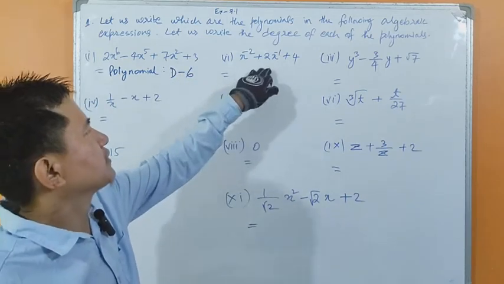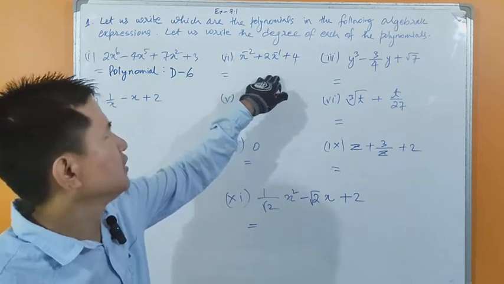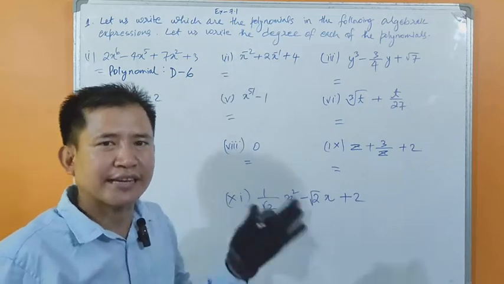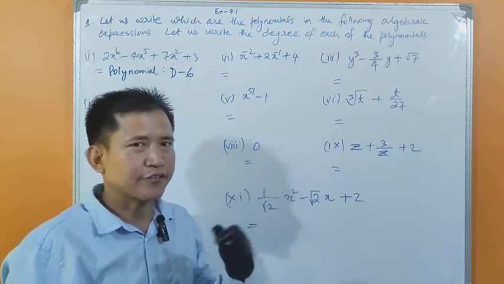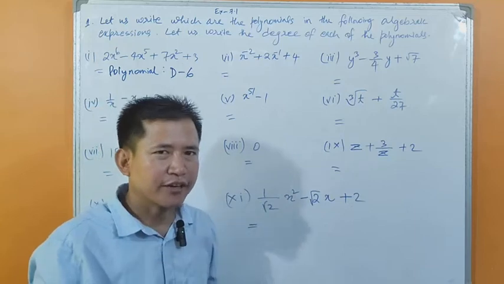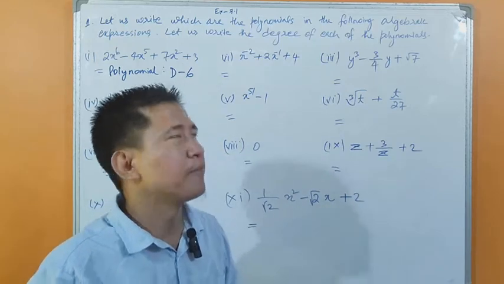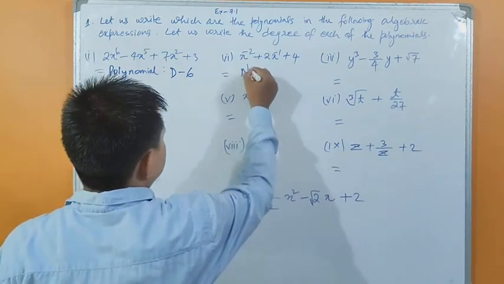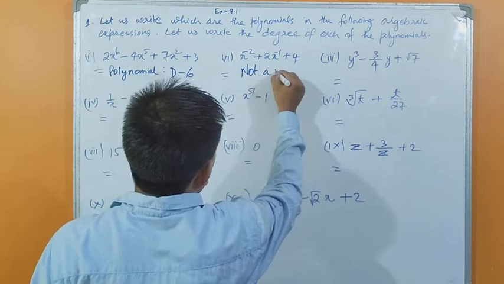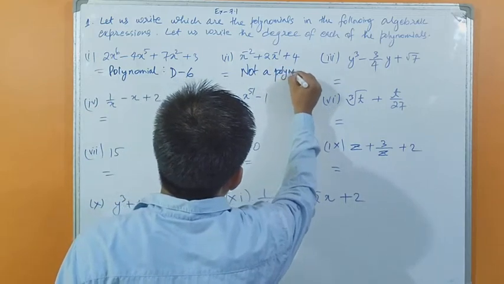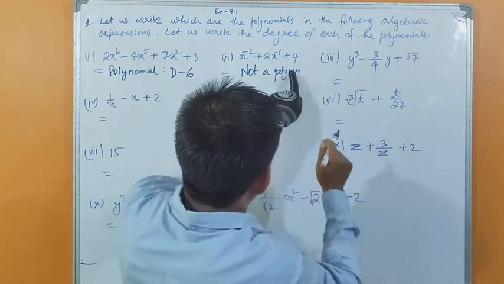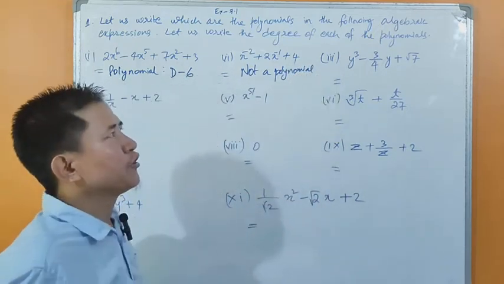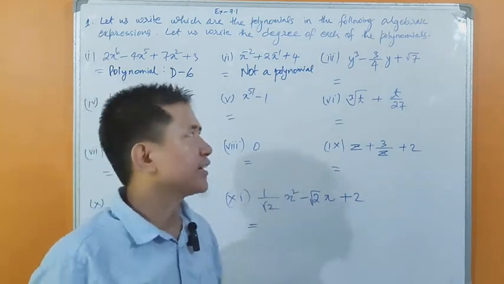Okay, in this expression, let us see whether this is a polynomial or not. Here, the power of the variable term x is minus 2, which is negative. So, according to the definition of polynomial, the power of the variable should be a positive whole number. So, this is negative. That means this is not a polynomial. If this is not a polynomial, then we need not write the degree.